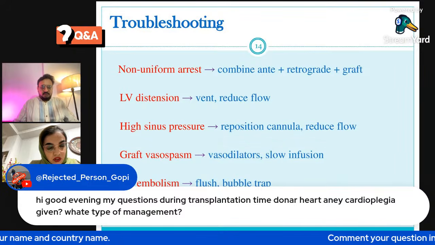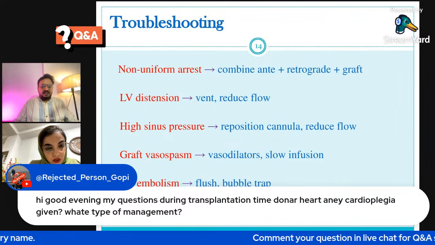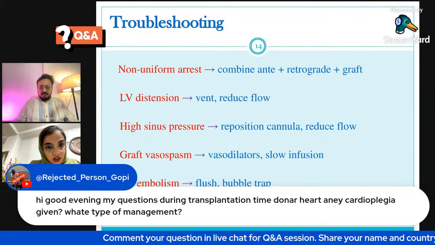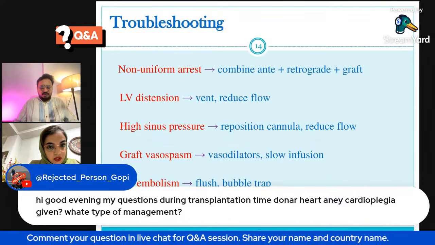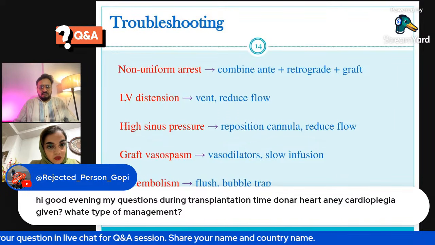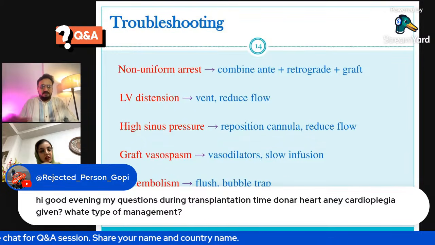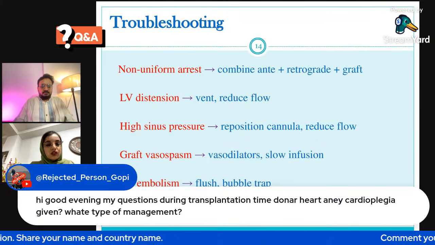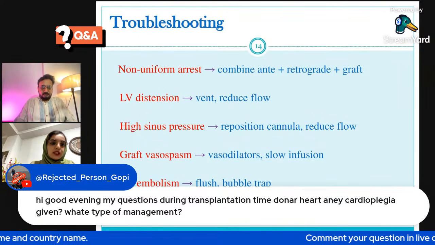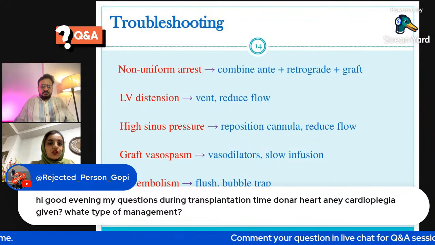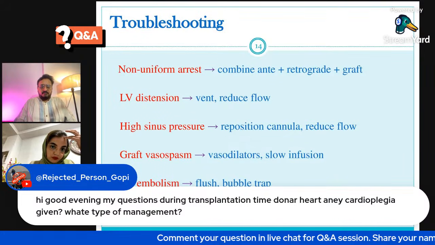My question is, during transplantation, for the donor heart, which kind of cardioplegia delivery is given? For the donor heart, I say antegrade is better, and for the recipient heart, actually retrograde delivery is better.